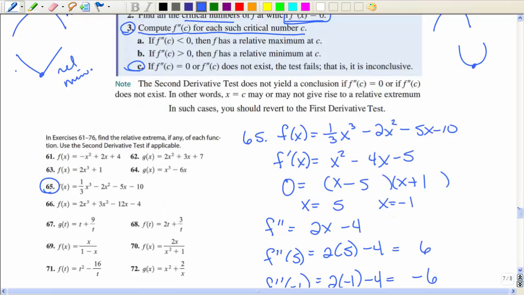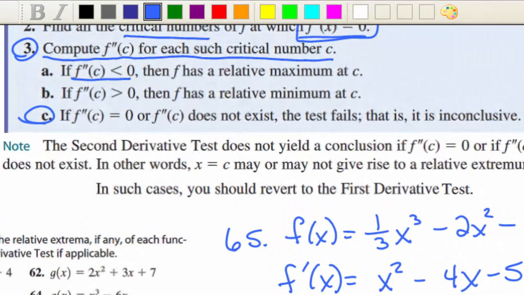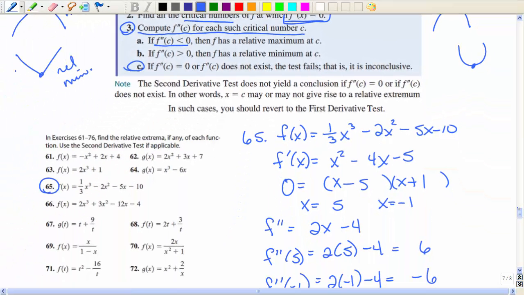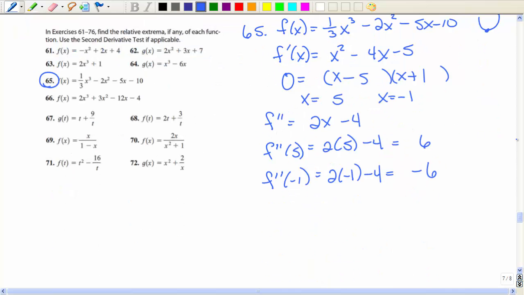And what does it tell us to do after we compute it? It says if the second derivative is less than 0 or negative, then there is a maximum. Now why is that? Well, if the second derivative is negative, that means it's concave downward, and that would give you a maximum. If the second derivative is positive, that means it's concave upward, and it would give you a minimum. Since this was positive, it means it's concave up, and that's a relative minimum. This is negative, so it's concave downward, and that would give you a relative maximum.